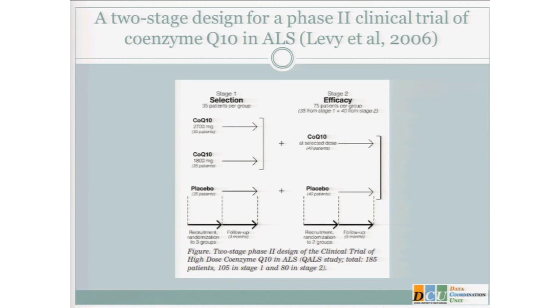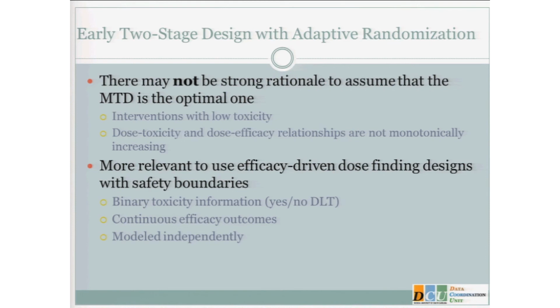The study here, published by Levy et al., looked at 2 doses of CoQ10 and a placebo in stage 1. And the study was designed so that at the end of stage 1, they selected among those 2 doses, carried that one forward, carried the placebo forward, and then did a superiority test at the end of stage 2, okay? So it's sort of combining these components of figuring out which treatment parameter is working and establishing that it's definitively working.